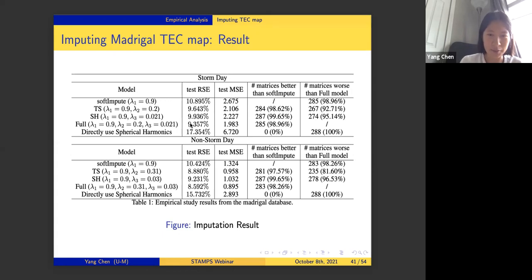In terms of test set RSE, of course, our full model is doing the best across the storm day and non-storm day. And we are actually doing a lot better than the state of the art for the field of space science in terms of both the RSE and MSE.